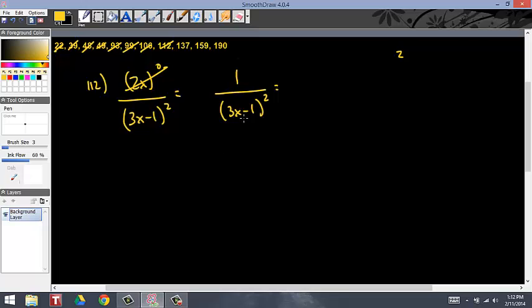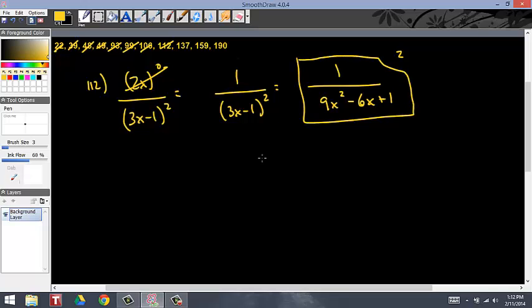I would actually accept this as an answer because there's nothing else you can do with it unless you really wanted to FOIL this out, in which case you'll get 1 over 9x squared minus 6x plus 1. Okay, that was 112. Let's go to 137.